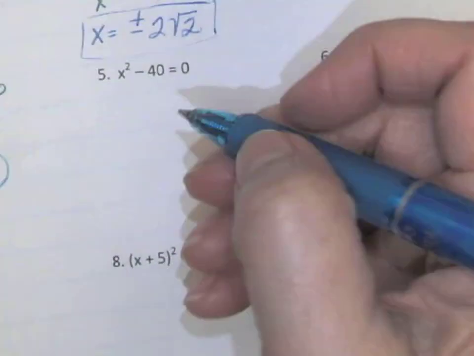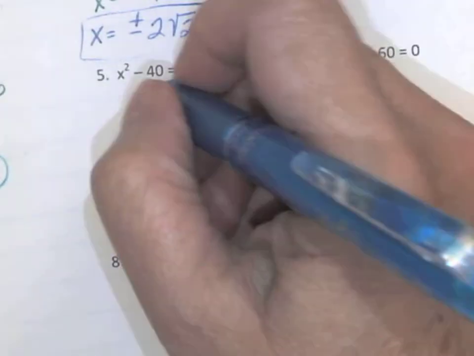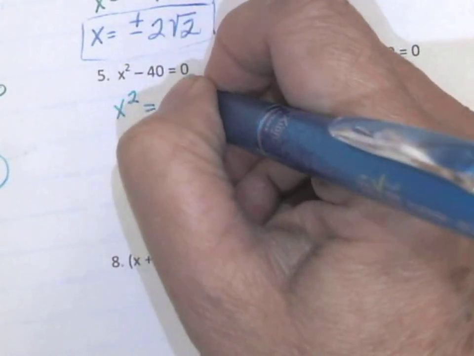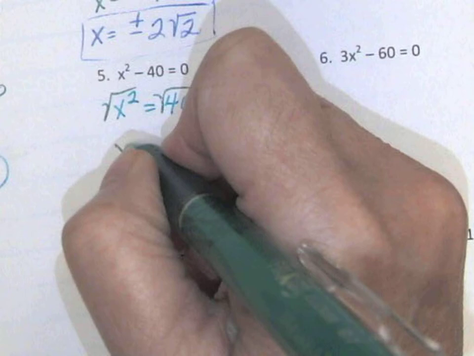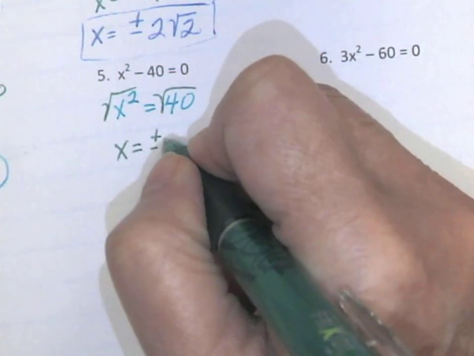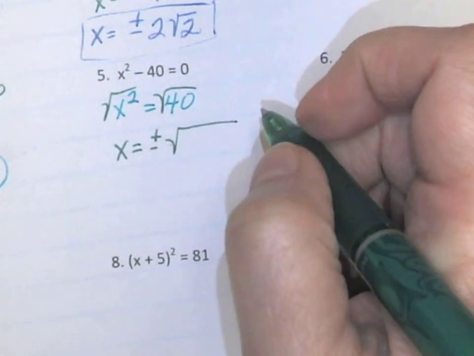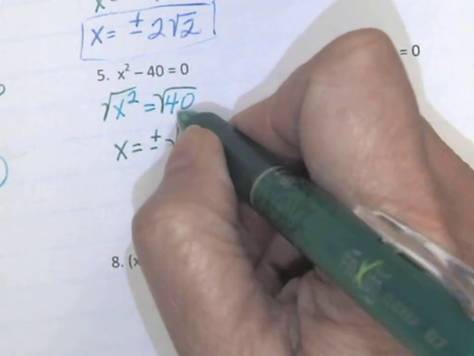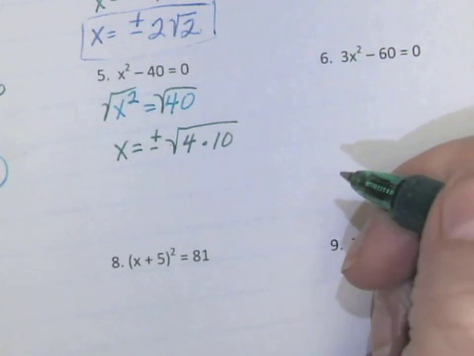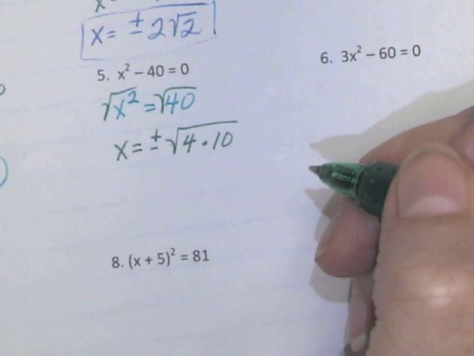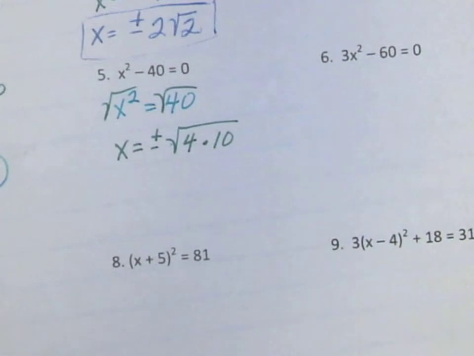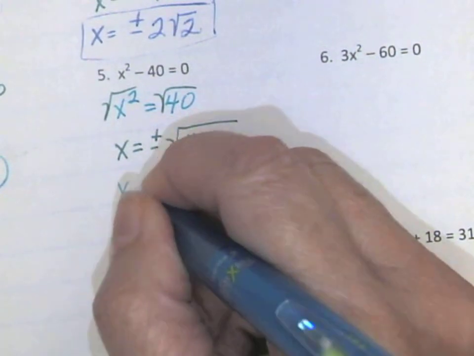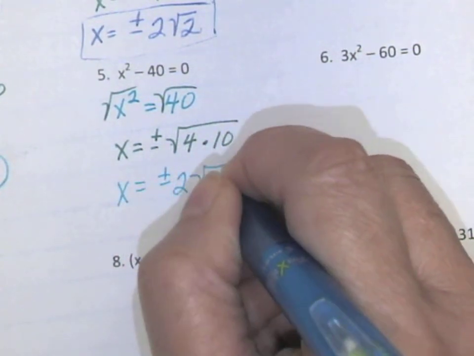Now I have this one that is not isolated. So to isolate the x squared, I add the 40 to both sides. That just moves it to the other side, making it positive. Square root of both sides. Now, what can I split 40 into? Well, I know 4 is a perfect square. How about 4 times 10? Nothing else is going to work for me, because 10 doesn't have a perfect square in it. It's not going to simplify. So x is positive or negative 2 square roots of 10.